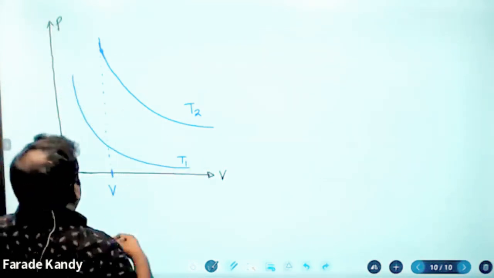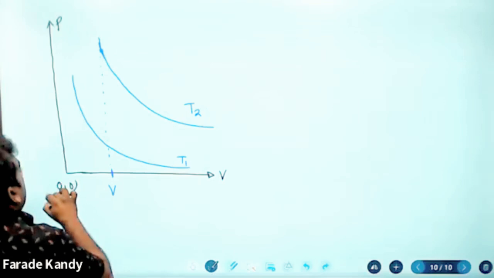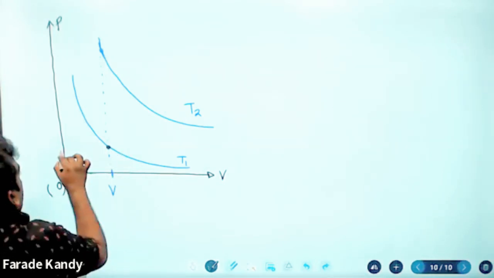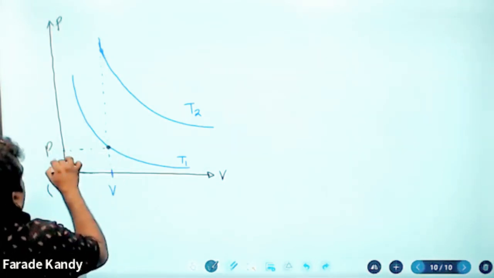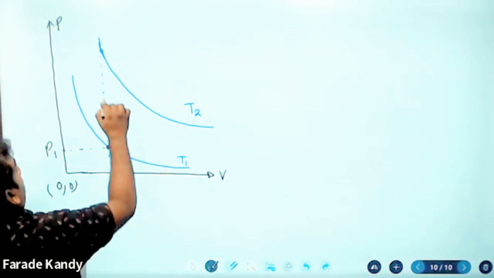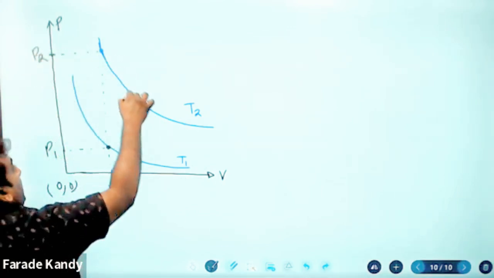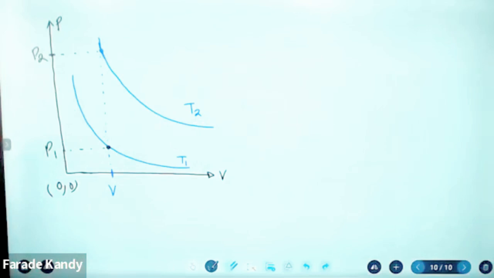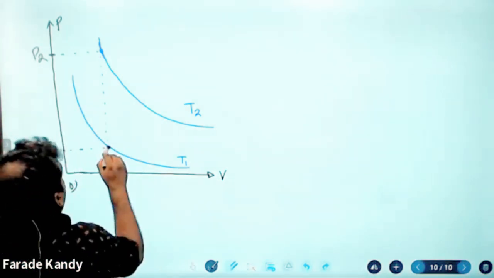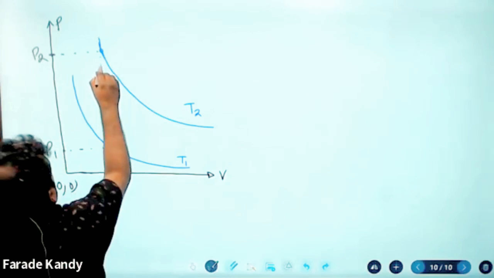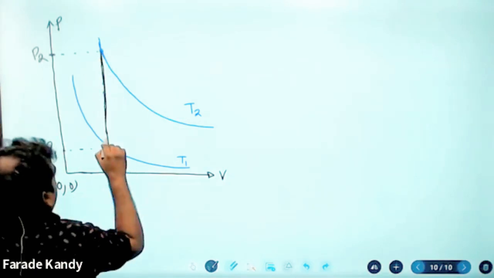Pressure, volume. So here, pressure P1, temperature T1. Pressure P2, temperature T2. You know? Your process is from here to here. Normally we'll put an arrow, but for now I'll just show the line.